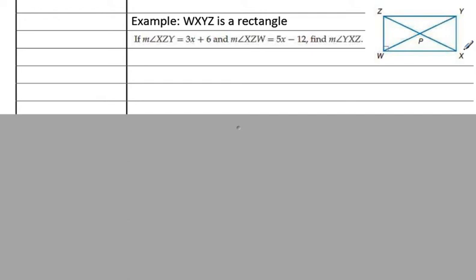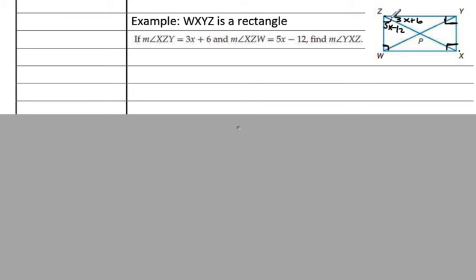Alright, so XZY, so this angle here is 3x plus 6. And XZW, X to Z to W, so this angle here is 5x minus 12. Now if this were a rhombus, we could say that these two equal each other, because in a rhombus the diagonals bisect the angles. But this isn't a rhombus, this is a rectangle. So the only thing we know about a rectangle is that each interior angle is 90 degrees. That's why we even have this symbol here.